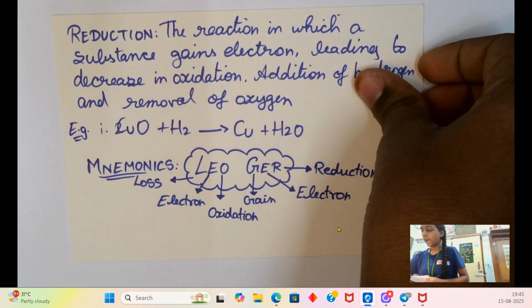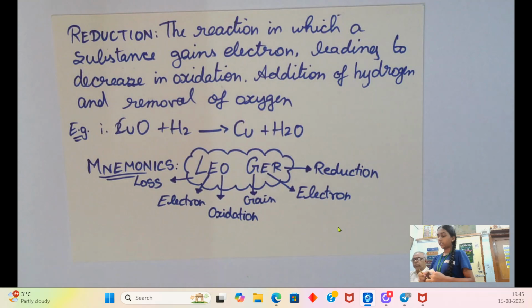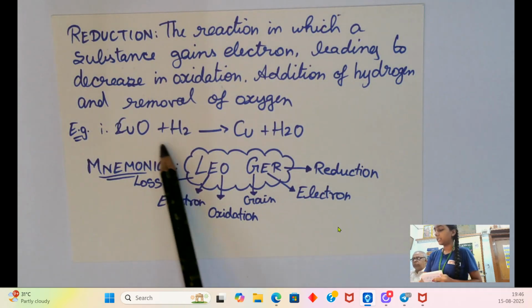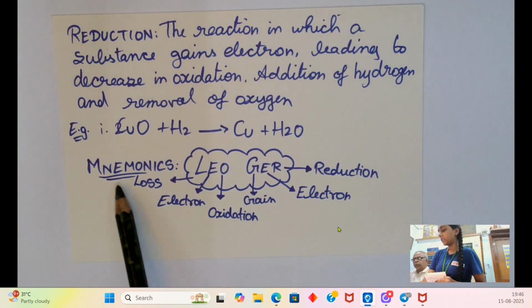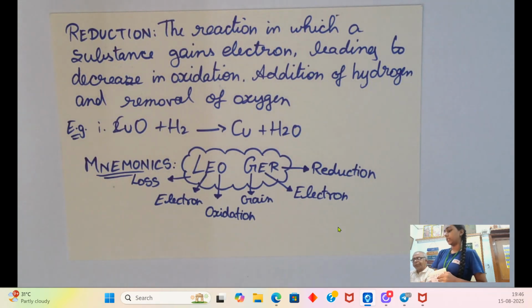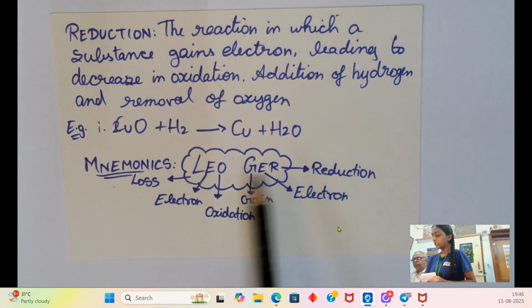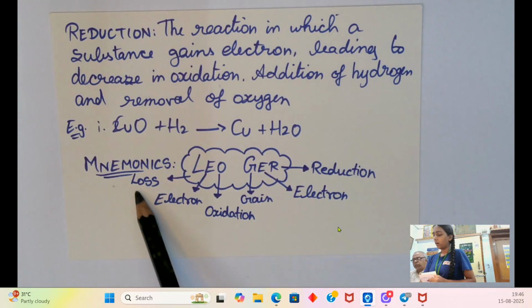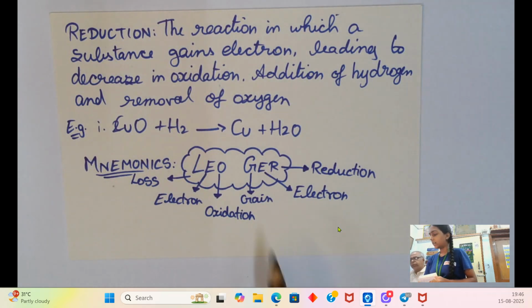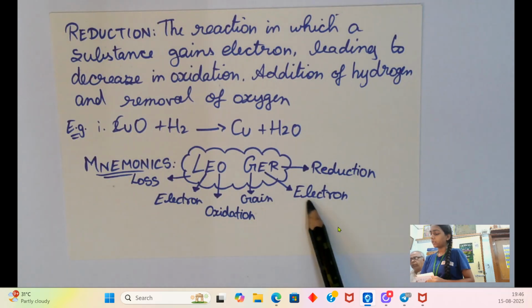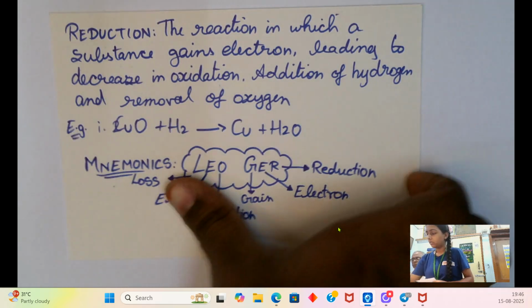So next we have reduction. This is a reaction in which substances gain electrons, where oxidation decreases. So we add hydrogen and remove oxygen. So here is an example, and here is a mnemonic to remember it. We have LEO GER, where LEO refers to lose electrons: loss of electrons is oxidation. And GER, gain of electrons, is reduction.